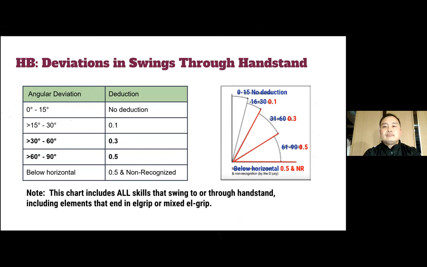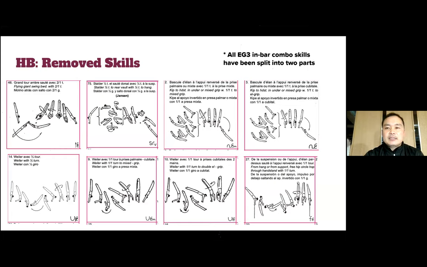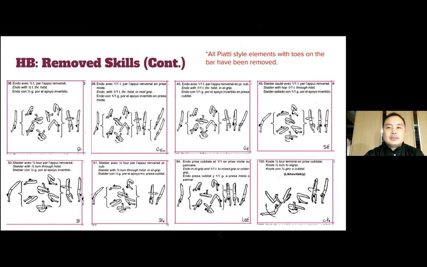So 15 degrees, no deduction; 16 to 30, 1/10; 31 to 60, 3/10; 61 to 90, 5/10. More than 90 degrees, 5/10 and no recognition. So remove the skills. Please take a note of these kinds of skills, and then remove the skill. Please check these kinds of skills, and then merge the skill.